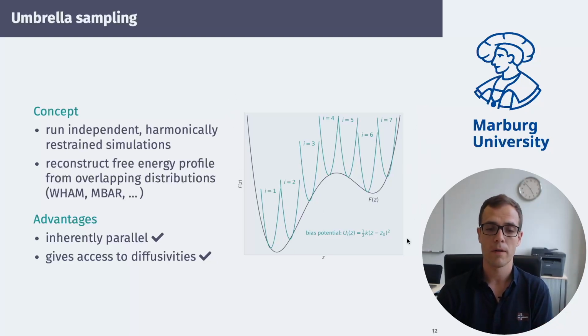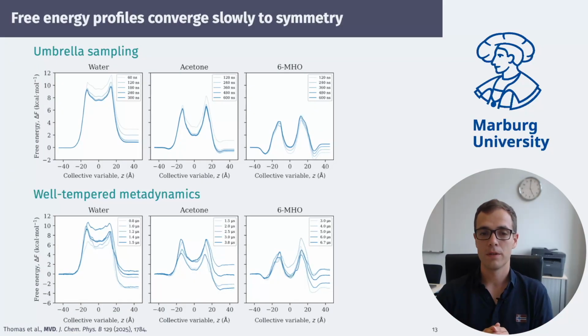And there are algorithms that do that, which go by the names of WHAM or MBAR, or there are a couple more. Now, umbrella sampling is an old method. It is somewhat wasteful of resources because for umbrella sampling to work, you need overlapping distributions, but it has advantages. For one, it's inherently parallel because all of these umbrella windows are independent, and two, it gives you access to diffusivities. But before we move on to the discussion of diffusivities, let's look at the free energy profiles.